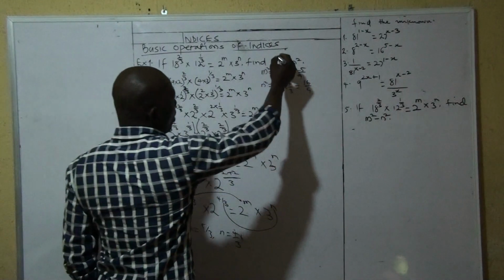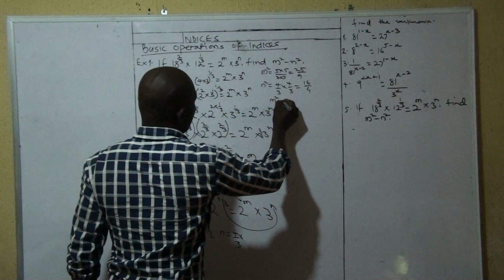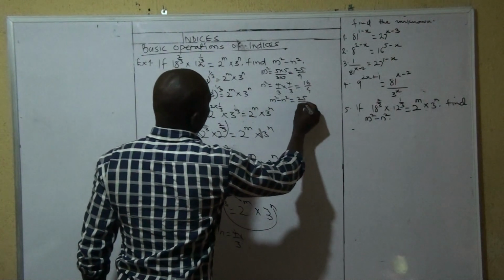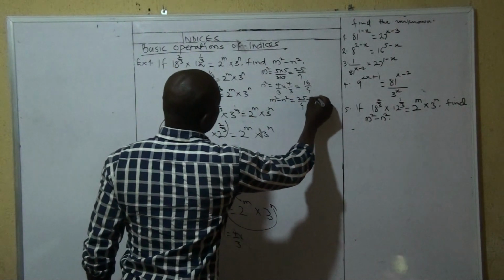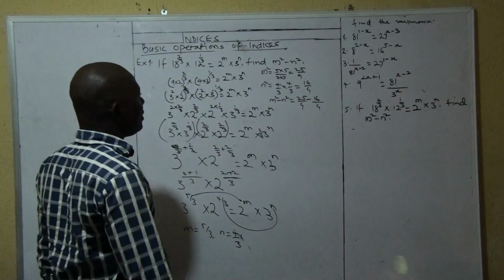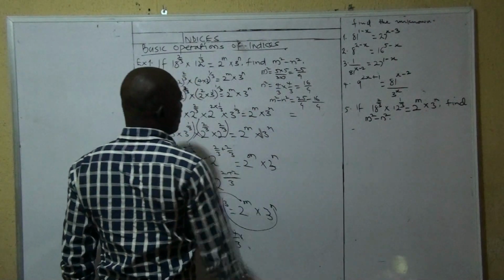So let's do the operation. m squared minus n squared becomes 25/9 minus 16/9. 25 minus 16, that will give what?